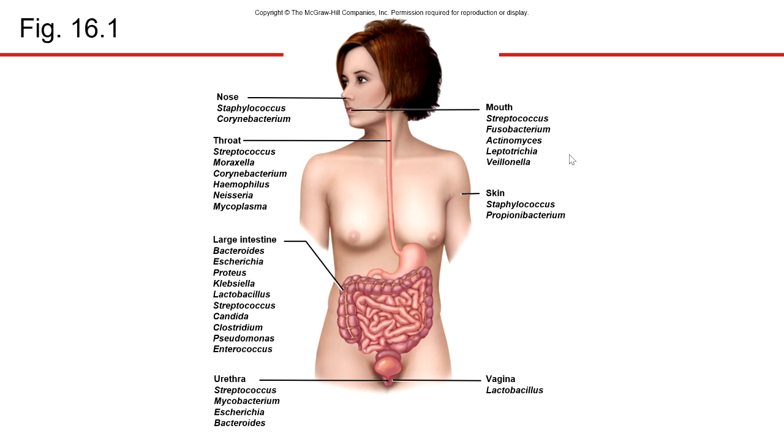There's your nose, staph, Corynebacterium. Strep can live there too. There's your throat. All right. Never forget, right? We all have organisms in our distal urethra. Distal just means the farthest part away.